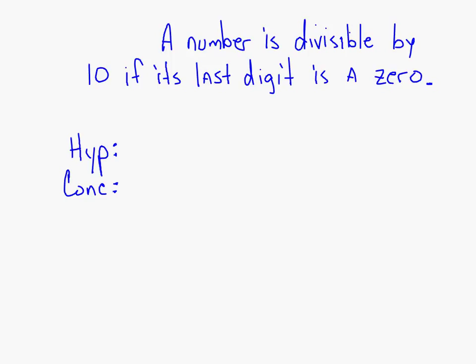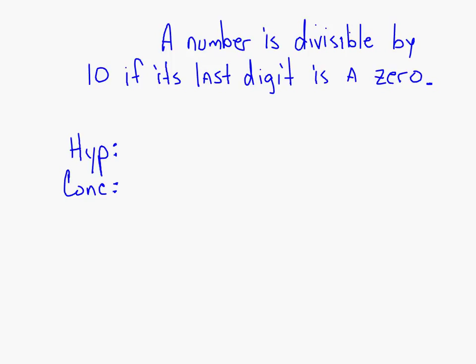Could you write this statement in the form if then? Yes. Okay, and if you wrote it in the form if then, how would you write it? Very good. Or could you say if the number's last digit is a 0, then it is divisible by 10? Agreed? Okay. So if you can write this as an if-then statement, it's a conditional statement, isn't it? And if it's a conditional statement, it has a hypothesis and a conclusion.